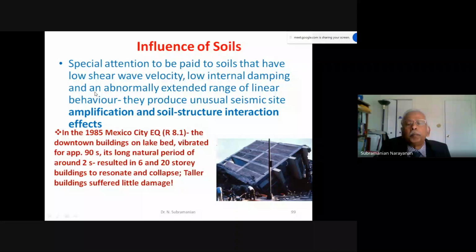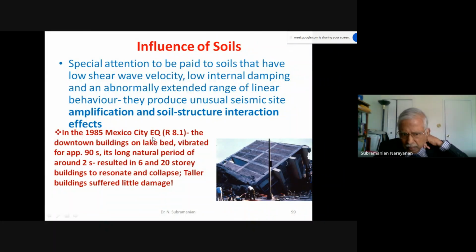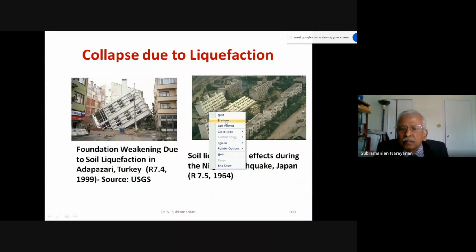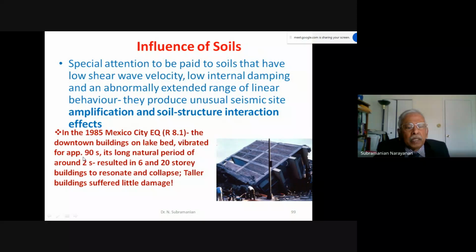Special attention is to be paid to soils that have low shear wave velocity, low internal damping, and an abnormally extended range of linear behavior. They produce unusual seismic site amplification and soil structure interaction effects. You see that in the 1985 Mexico City earthquake, as I told, it is on a lake bed, and it vibrated for approximately 90 seconds. A long natural period of around 2 seconds resulted in 6 and 20-story buildings to resonate and collapse. Taller buildings, whereas, suffered little damage.